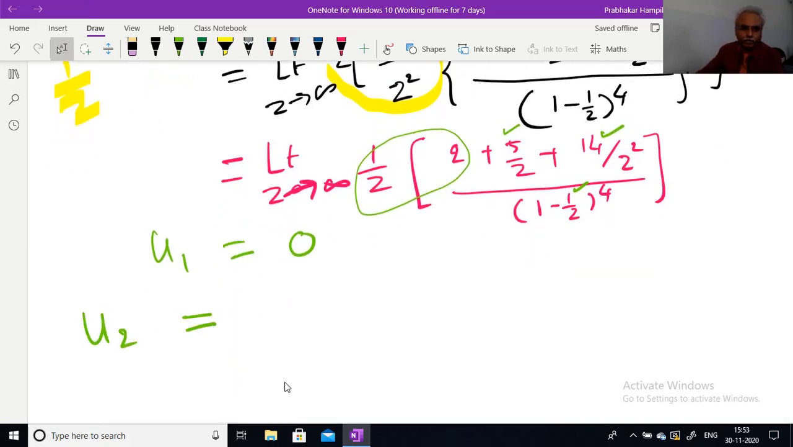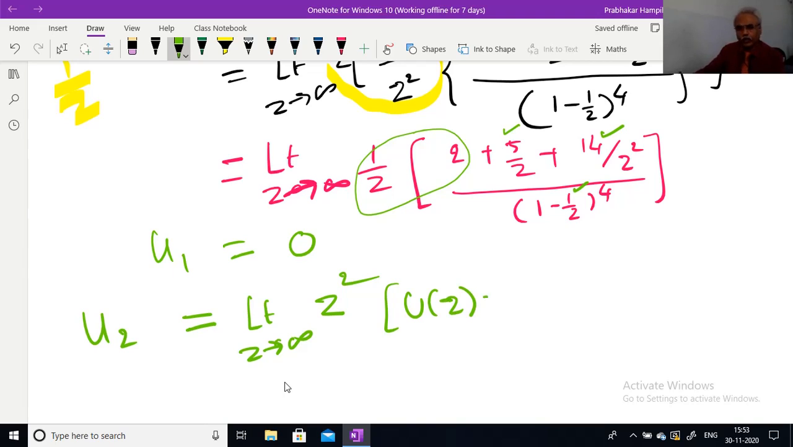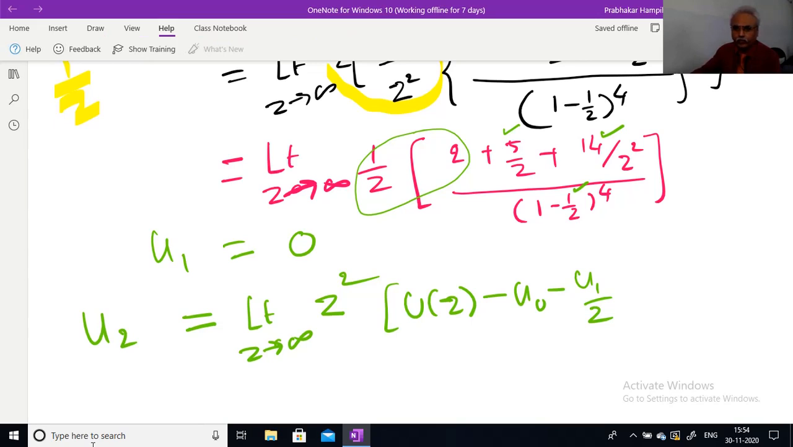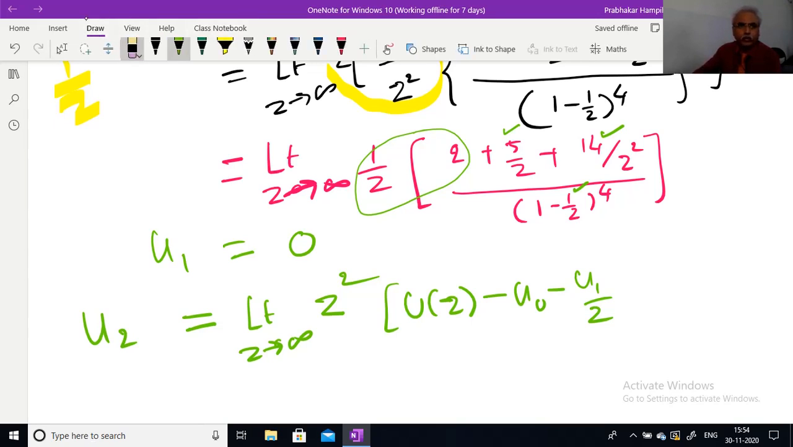u2 equal to, u2 is nothing but, you can again apply the shifting theorem, limit z tending to infinity of z square, u of z minus u0 minus u1 by z, you can stop here. So let us see what u2 value we start getting. What is the u2 value you start getting?